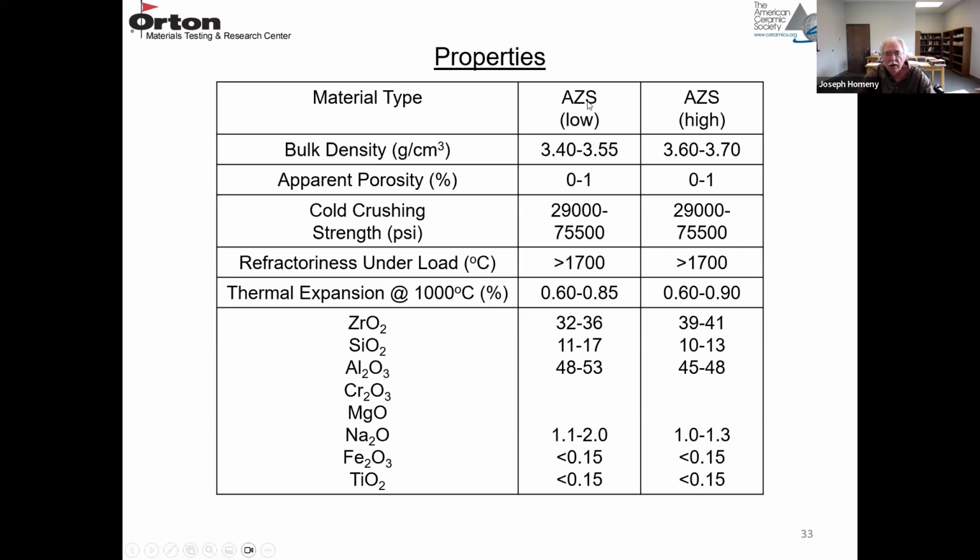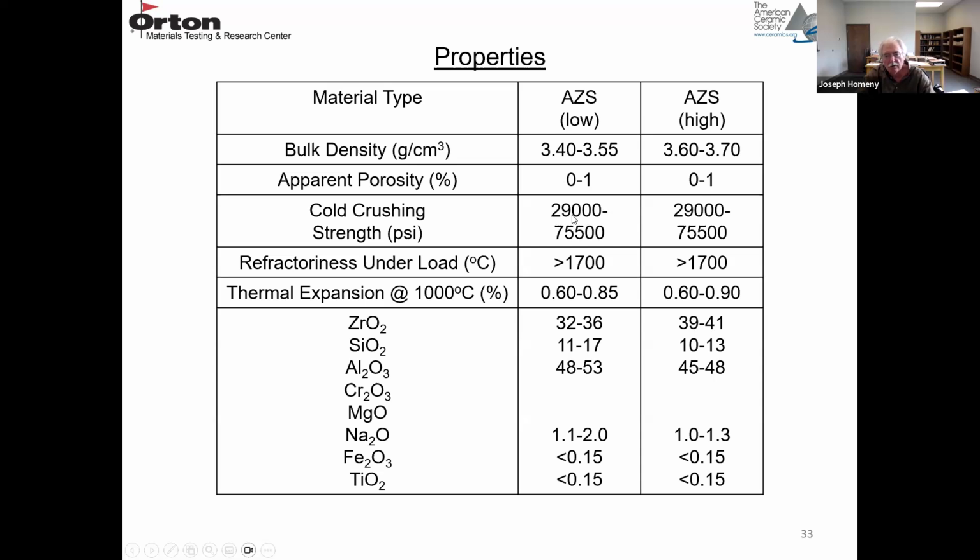So there's two versions, an AZS low and an AZS high. These are the bulk densities, 3.5, a little higher ZrO2 content. It goes up to maybe 3.6, 3.7 grams per cubic centimeter. So the low version is about 32 to 36% ZrO2, and the high version is a little bit higher zirconia content, 39 to 41. Porosity is less than 1%.